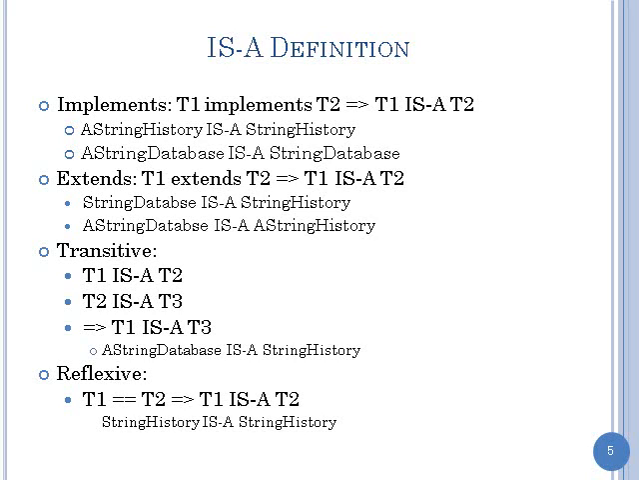How about this? Is it correct to say string history is a string history? Every class has its own traits, right? So we'll say yes. Okay? So that's our formal definition, using some symbols. And again, you guys intuitively got this, but this is just a formal way of explaining this. Okay? We understand is-a.